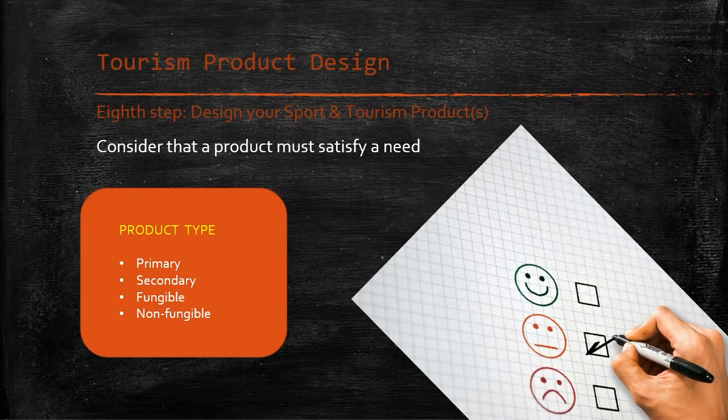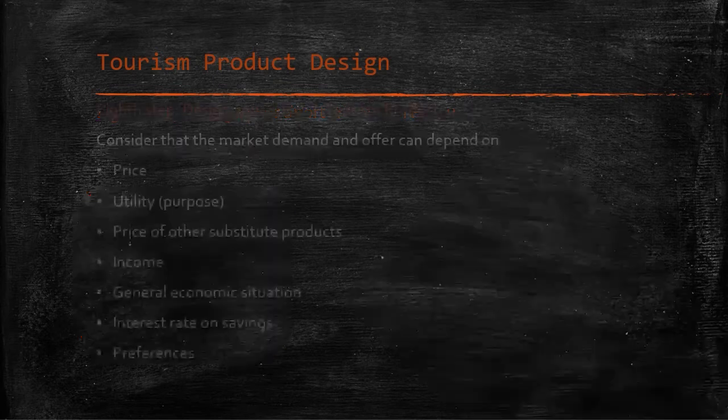8th step. Design your sport and tourism products. Consider that a product must satisfy a need. Whenever possible, it should lead to an advantage for a large number of people. If built ad hoc, it can bring a benefit to a focus target. Products can therefore be classified as primary, products that satisfy primary needs; secondary, products that satisfy secondary needs; fungible, interchangeable products; non-fungible, non-interchangeable products.